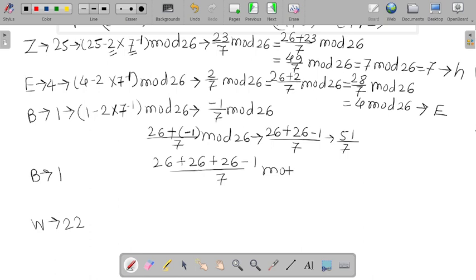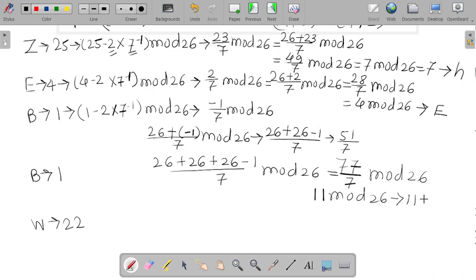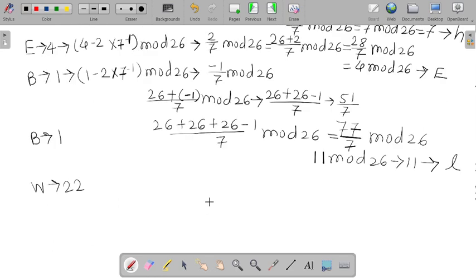So 26 plus 26 plus 26 minus 1, and then we do mod 26. We get the value 77, and 77 is divisible by 7. So 77 divided by 7 gives the value 11, and 11 mod 26 is 11. For 11, we can write the letter as L. Next, again it is B equal to 1, so we get 11, and 11 is our letter L.